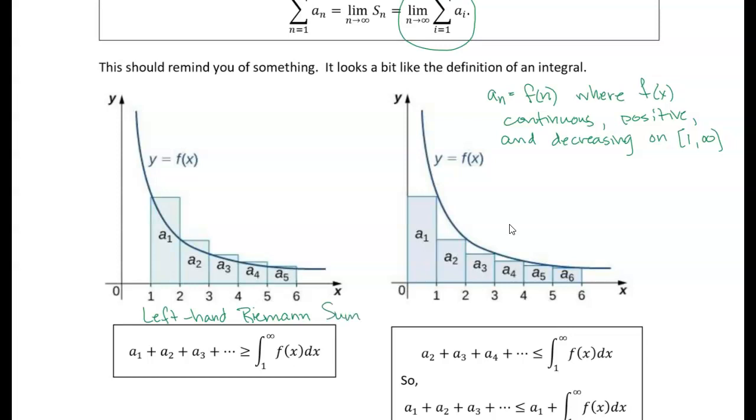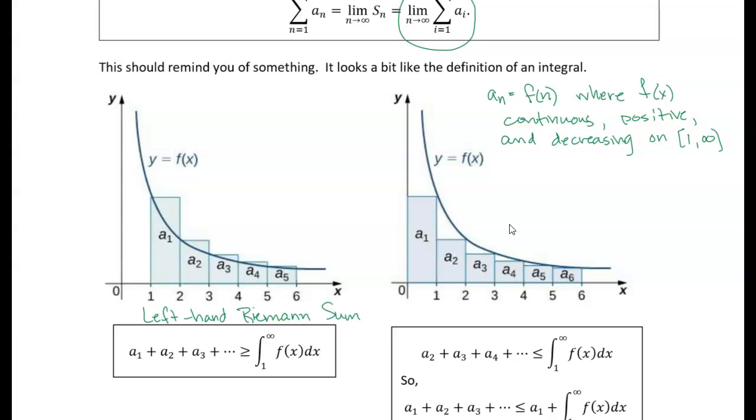And you can see that in this case, where f of x is continuous, positive, and decreasing, the left-hand sum gives us an overestimate, right? So the series a1 plus a2 plus a3 and so on is the left-hand sum, and it's an overestimate, so it's greater than the integral.